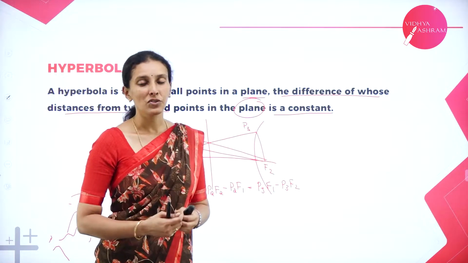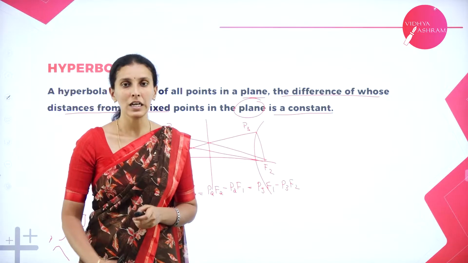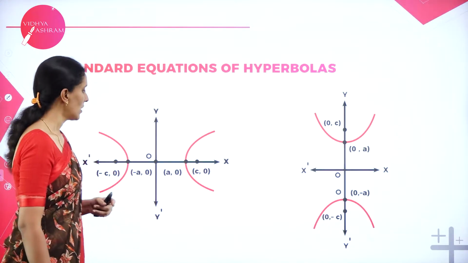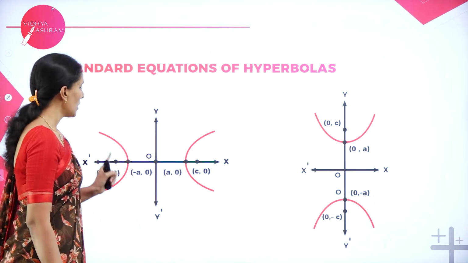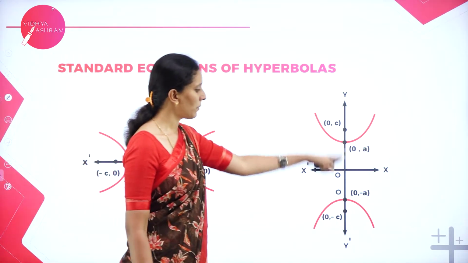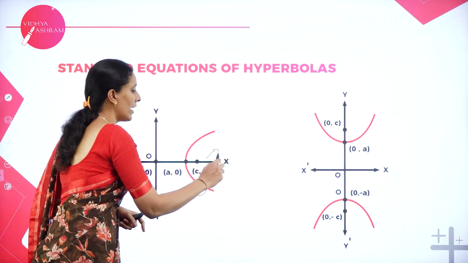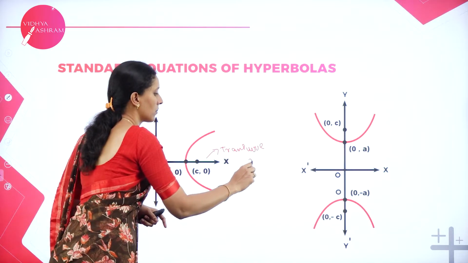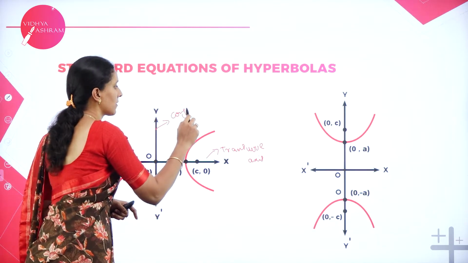As in the case of the ellipse, you will get two orientations of the hyperbola. Let's look at the standard equations of hyperbolas. Here we have two types of hyperbolas. Here you can see the hyperbola along the x-axis and here the hyperbola along the y-axis. Here this is called the transverse axis and this is called the conjugate axis.